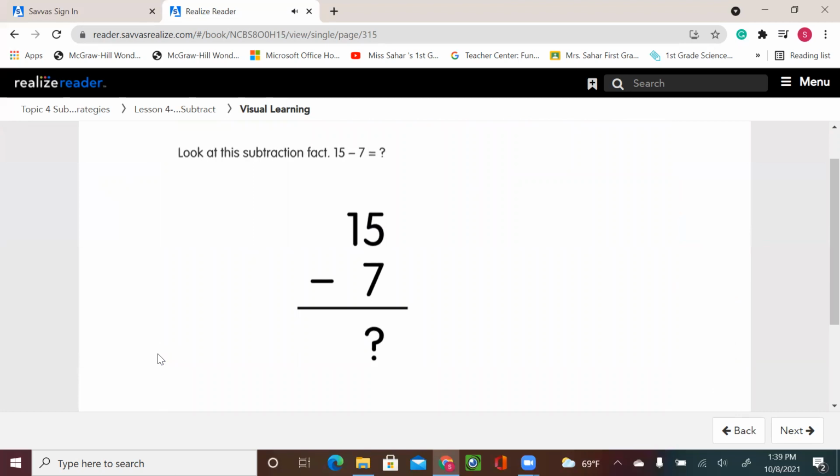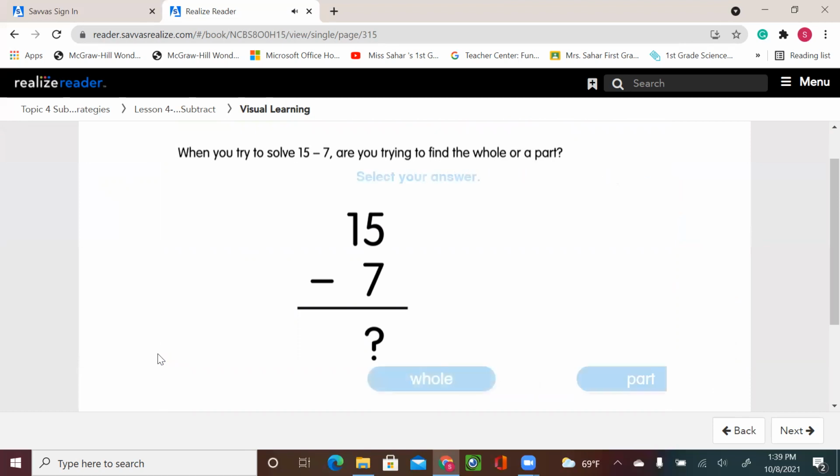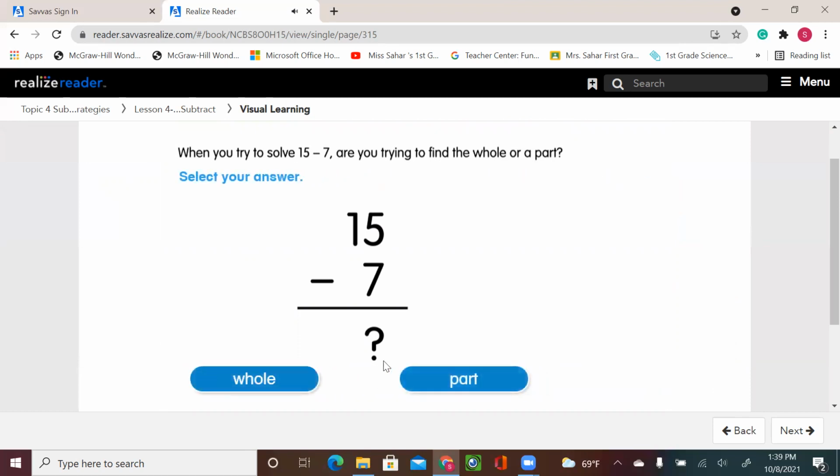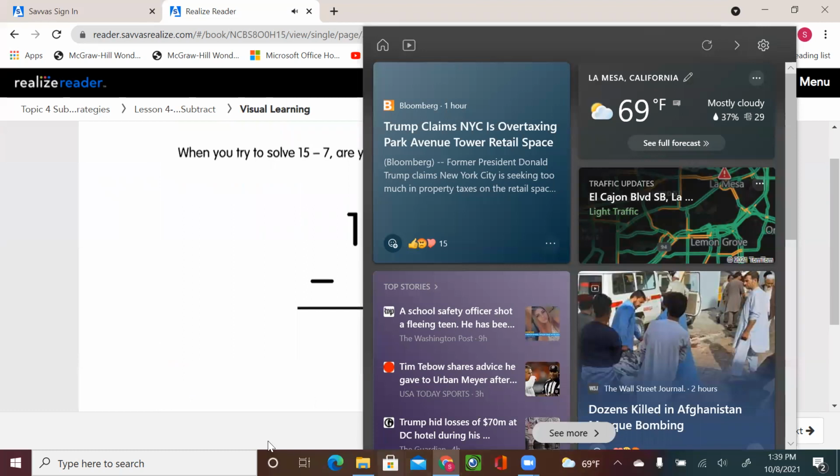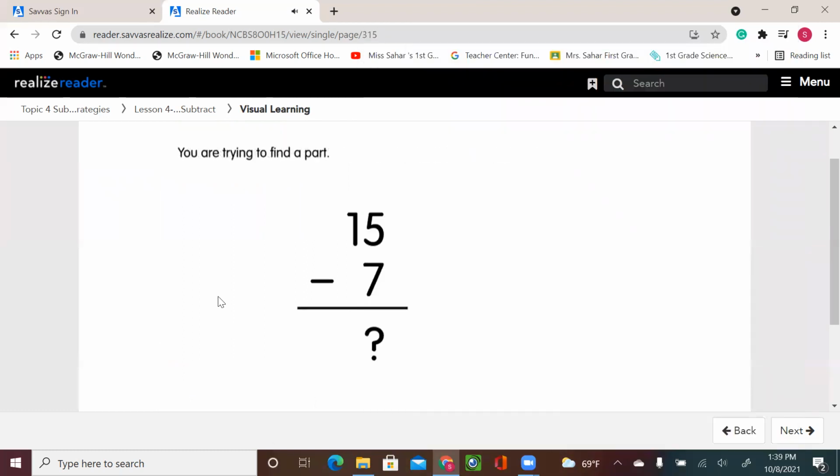When you try to solve 15 minus 7, are you trying to find the whole or a part? Select your answer. This is our whole number. This is one part. So we're looking for the second part, or the second addend. So part. You are trying to find a part.